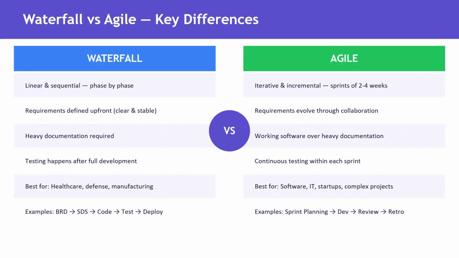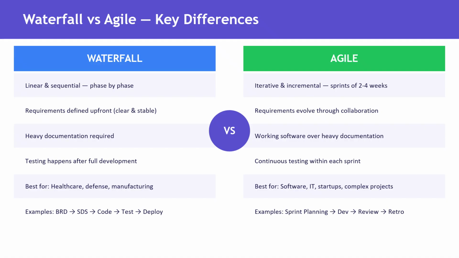Now let's understand two major approaches used in SDLC, Waterfall and Agile. First, Waterfall. This is a traditional approach. Work happens step by step, that is planning, analysis, design, development, testing, and deployment. You cannot move to the next phase unless the previous one is completed because requirements are fixed at the beginning. So this model works best when requirements are clear and changes are minimal. But the problem is it is not flexible.